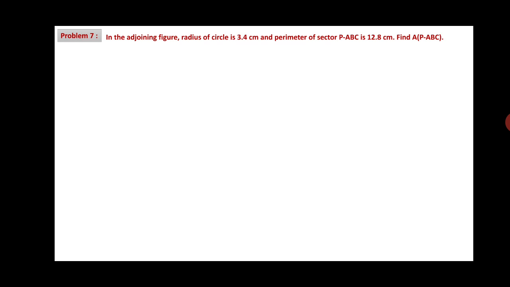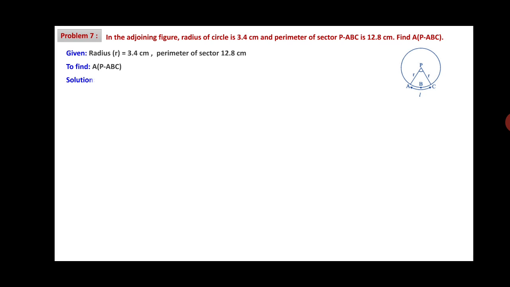Problem number 7. In the adjoining figure, radius of the circle is 3.4 centimeter and the perimeter of the sector PABC is 12.8 centimeter. Find the area of the sector PABC. It is given that radius of the circle R is equal to 3.4 centimeter and perimeter of the sector is 12.8 centimeter, and you have to find out area of the sector PABC.